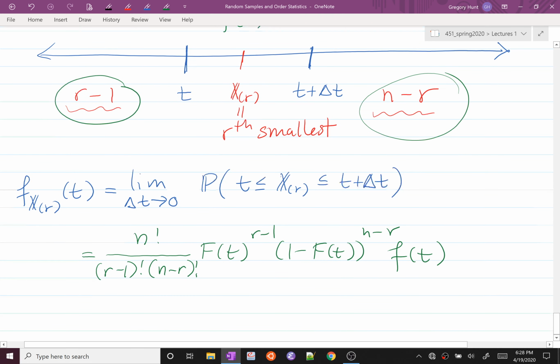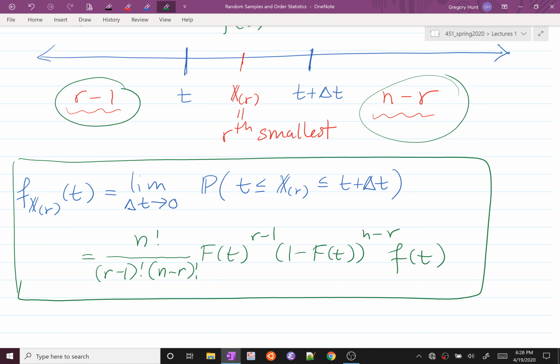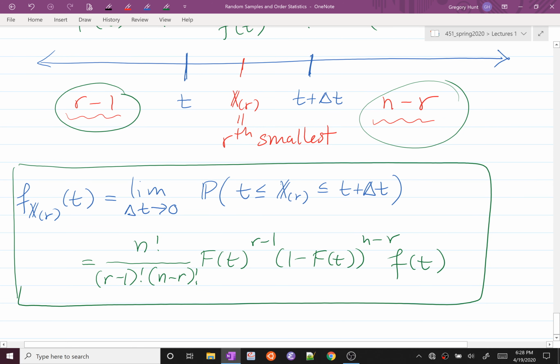So this is a hand-wavy proof of where my theorem comes from. If you do it formally, you have to think about all the limits correctly. We're not going to go into that detail, but this tells you where this comes from. So the factorials out front come from the fact that I can rearrange my data. I don't really care which one I call x of 1 and which one I call x of 2. I just care what the value of the rth smallest is. And then these other things come from the fact that we have r minus 1 smaller than t, n minus r bigger than t, and 1 at t. Okay.